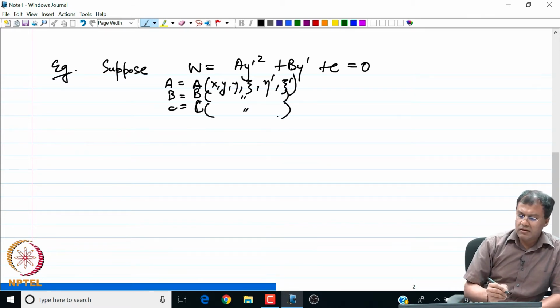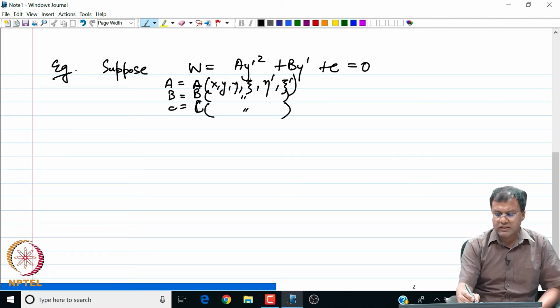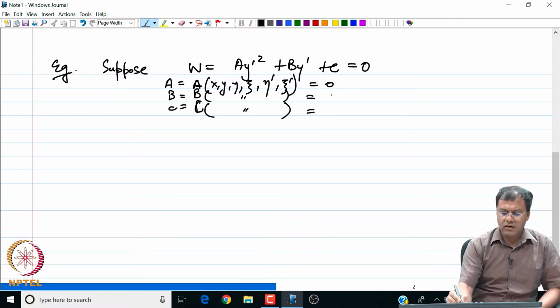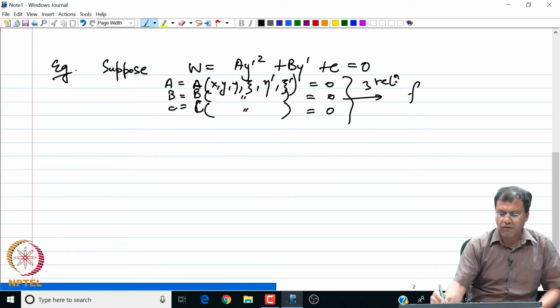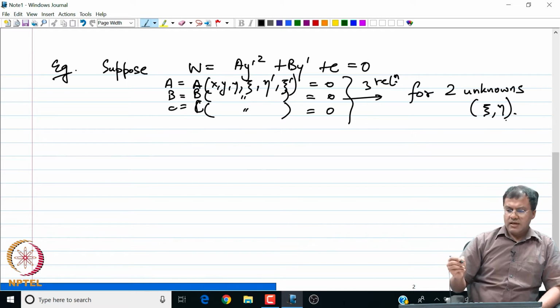So, all I just said is, to find out the relation between eta and xi, we just equate these coefficients, which are coefficients of powers of y prime, to 0, right. So, we get three relations here, 3 relations for two unknowns, which are eta and xi, right.